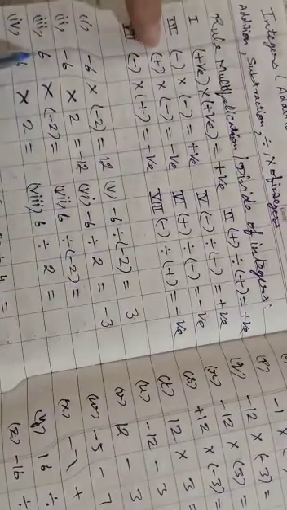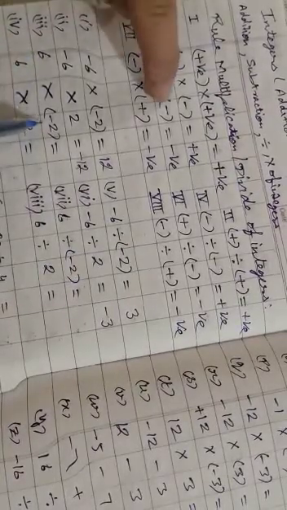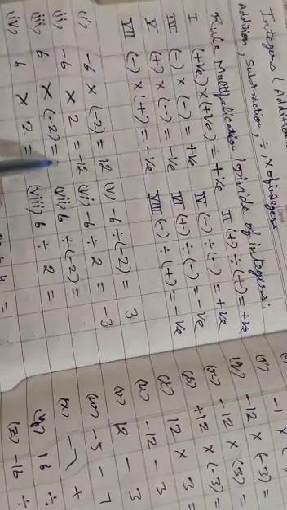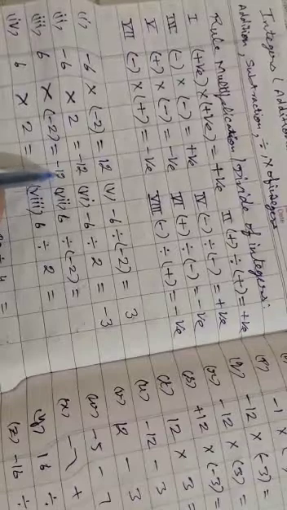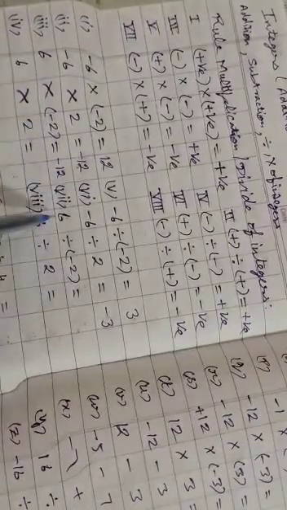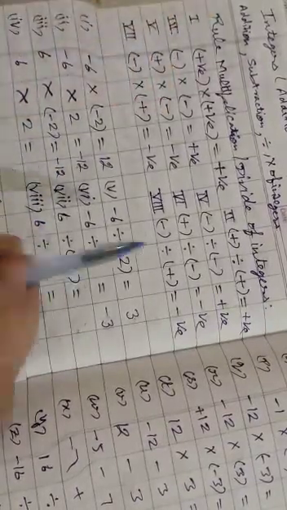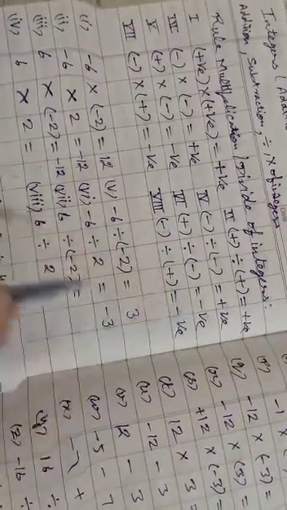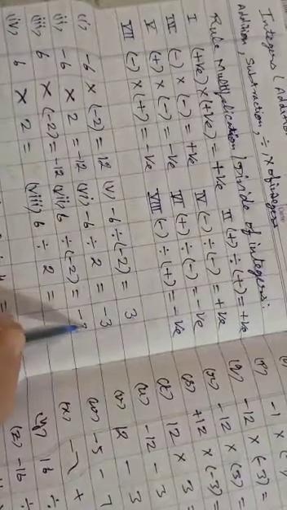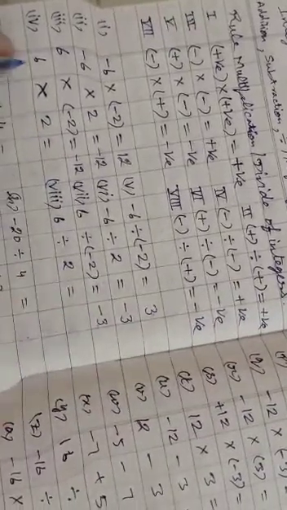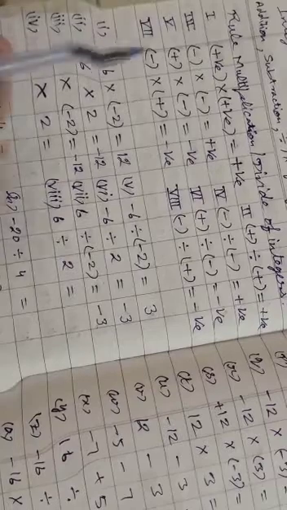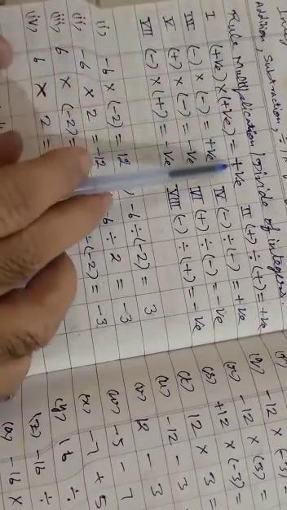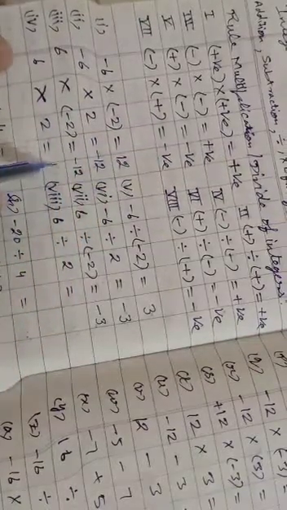Now first is positive and second is negative, so their multiplication will be negative, so we write -12. 6 twos are 12, that is -12. 6 divided by -2. 6 is positive, 2 is negative, and their result will be negative, so we write -3. Now next, both integers have same sign, that is +6 multiply +2, we get positive, so we write +12.